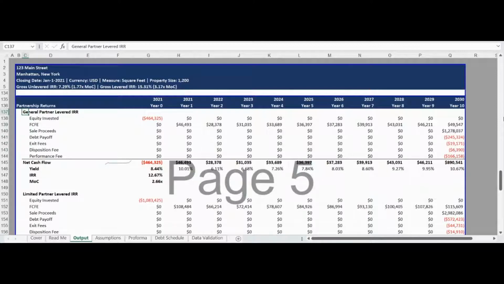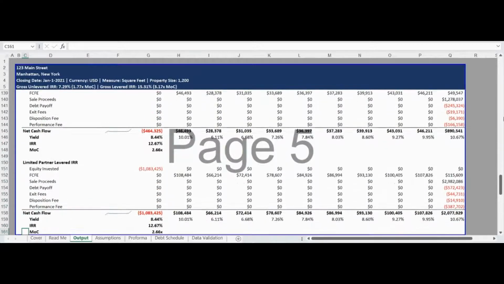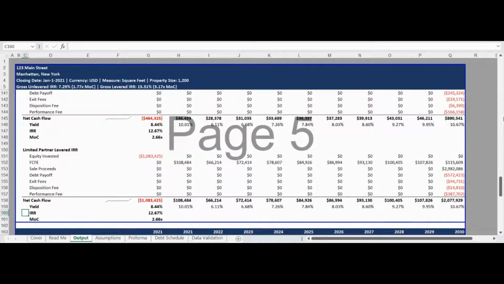The partnership level returns are the equivalent of the net levered cash flow less performance fees generated from the waterfall, which we will review next, and divided pro rata to the general partner and limited partners. The internal rate of return, yield, and multiple of capital are presented for the general partner and limited partner.